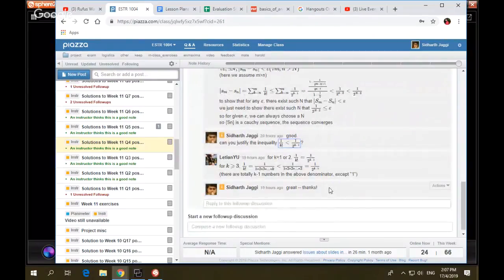Okay, so I just wanted to highlight the fact, because the order of the quantifiers is indeed important, and I just wanted to highlight that. Okay, thank you, Leithian. Good job.